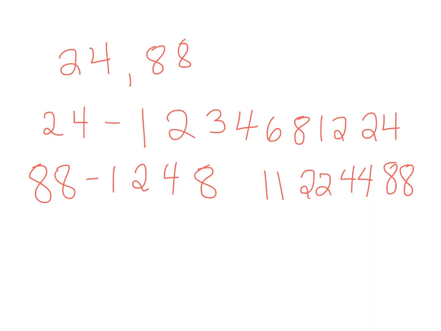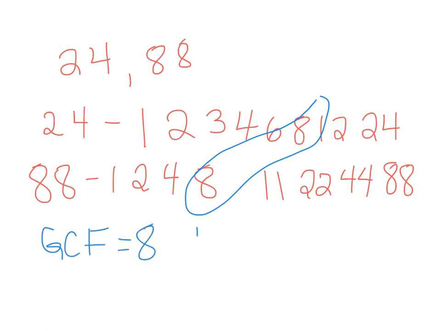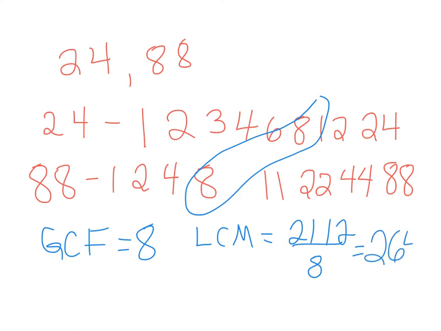So what is the greatest common factor? Well, I notice that 8 is the largest number that's in common to both of those. So the greatest common factor, or the GCF here, is 8. So to find the LCM, I'm going to take the product of 24 and 88 and divide it by 8. The product of 24 and 88, when I multiply those together, I get 2112. And when I take 2112 and divide it by 8, I get 264.